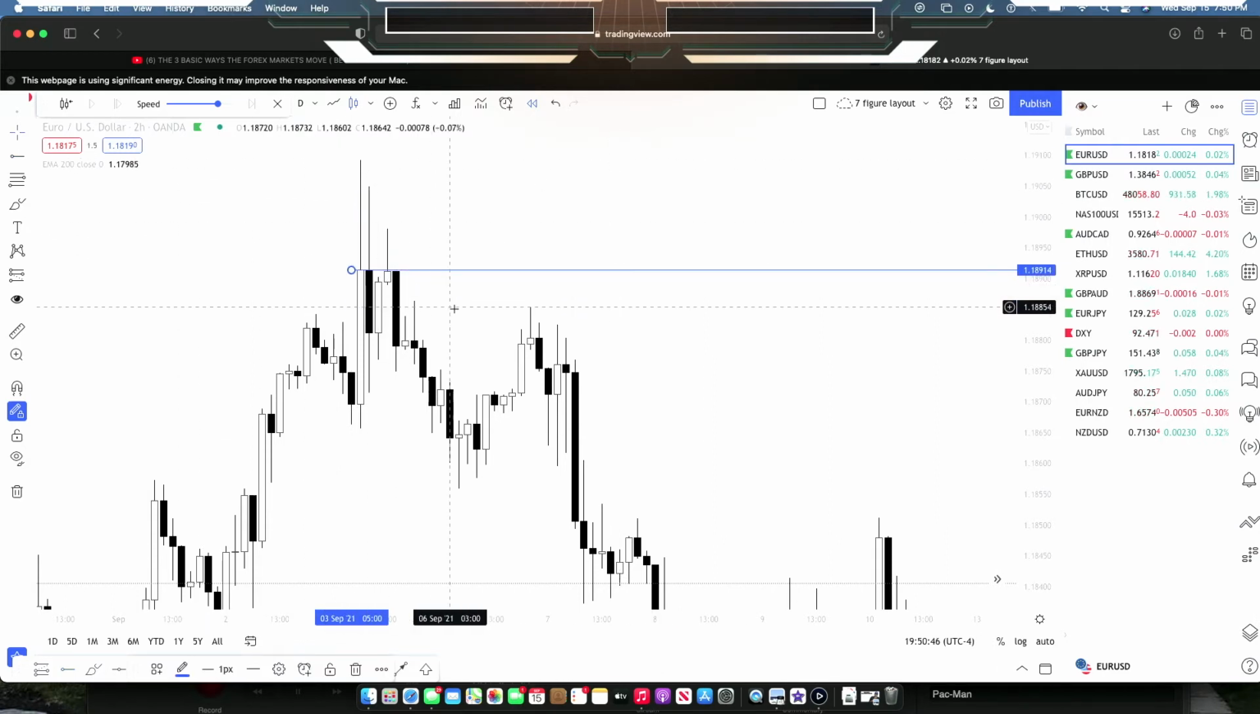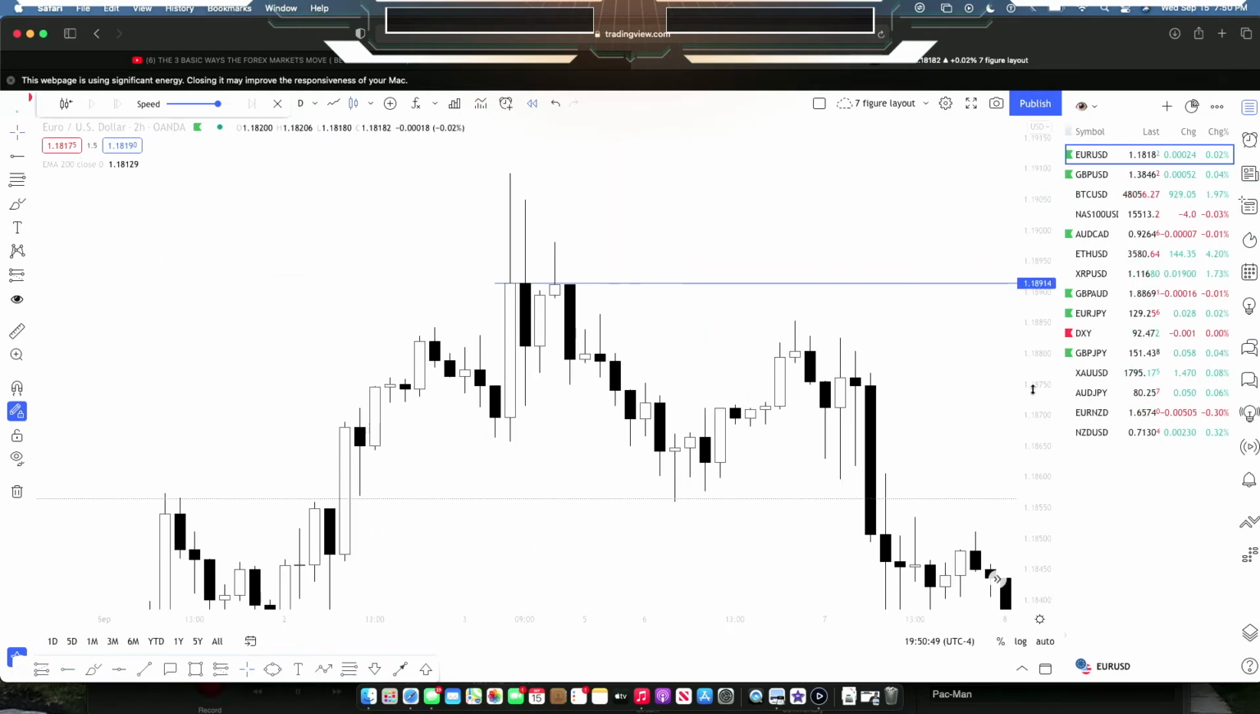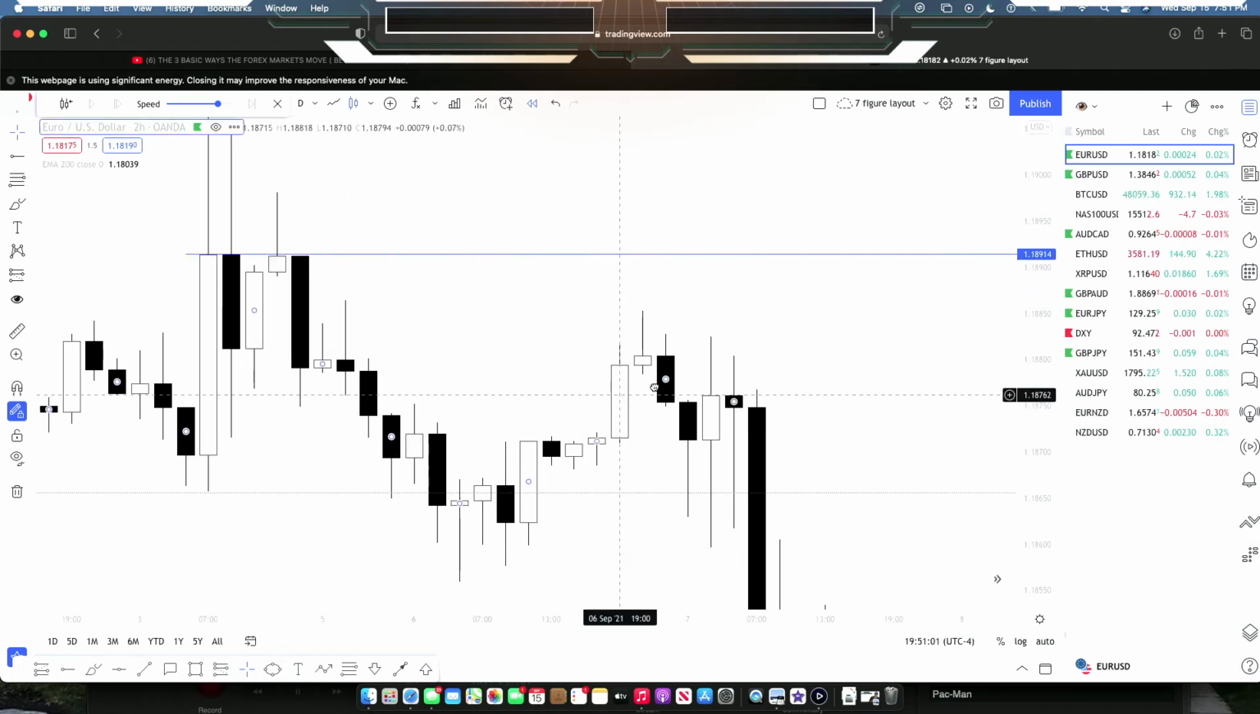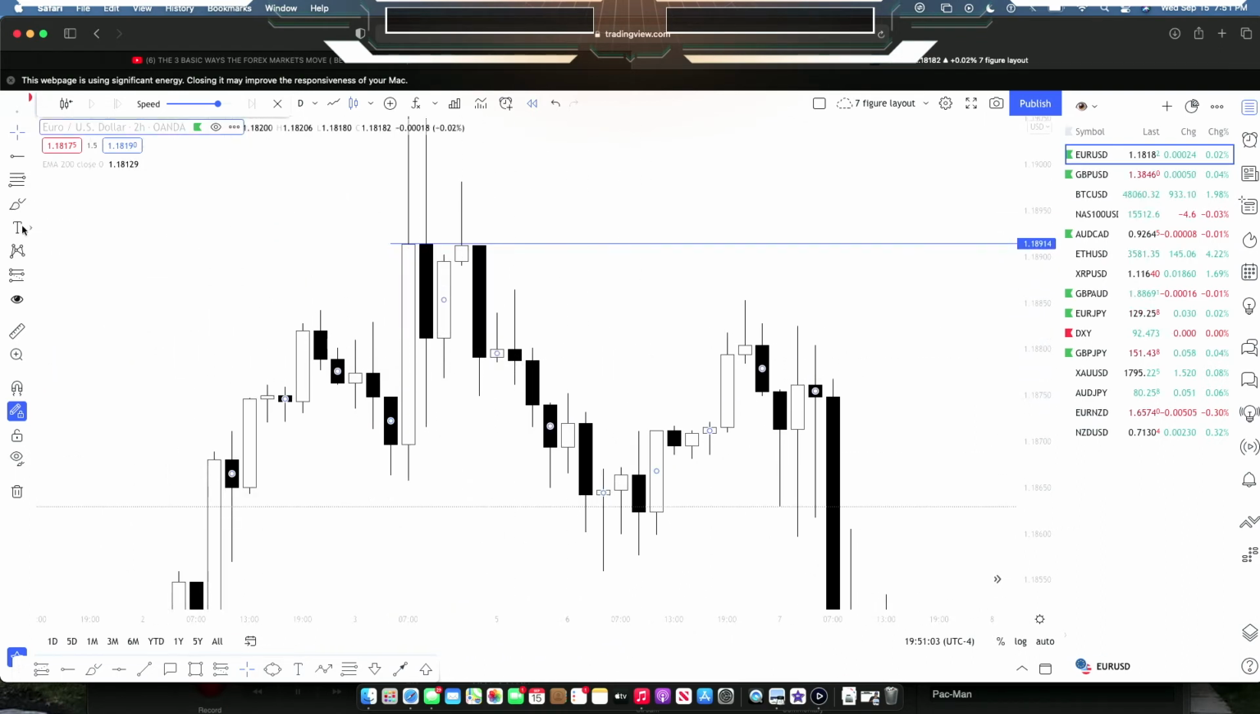So if I place my blue line right here, and if I zoom in on the candlesticks, what do we see? Price came up to my resistance, and it went down. It came up again, and it went down. It came up one more time, and it went down. Right? So what did I tell you? If price comes to your resistance or your support more than what? Twice, it's valid.